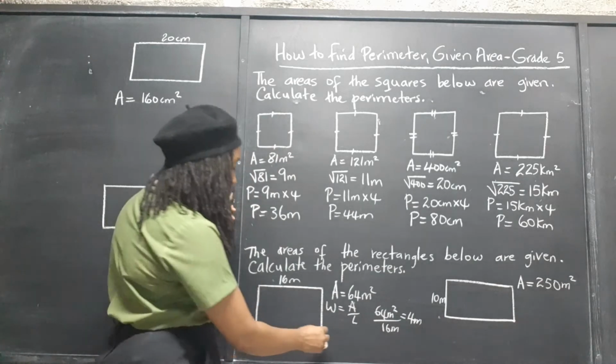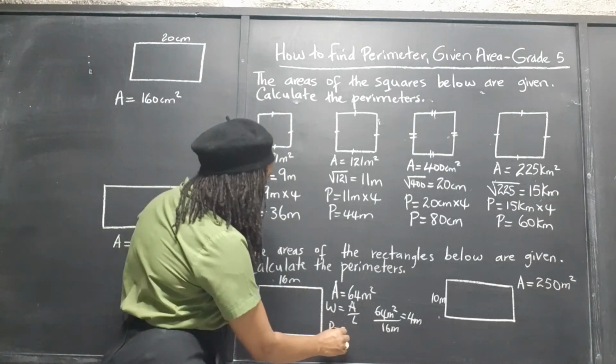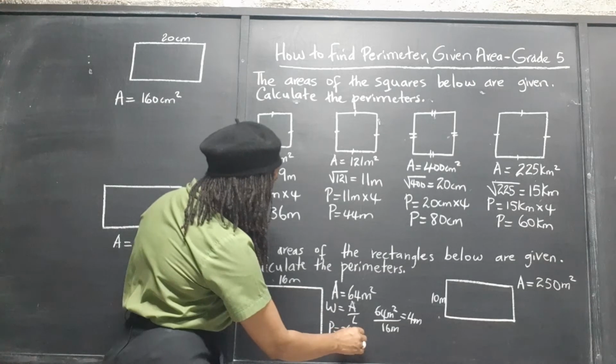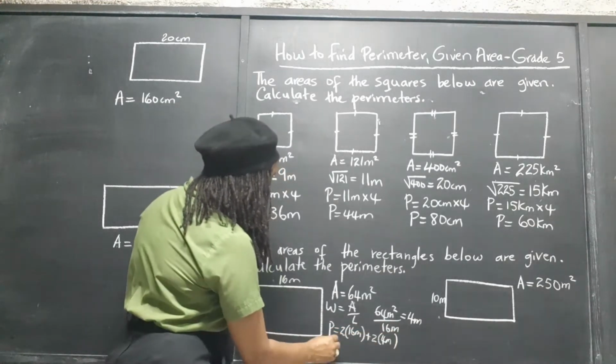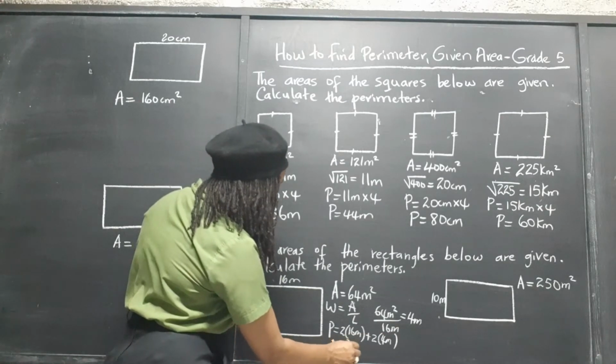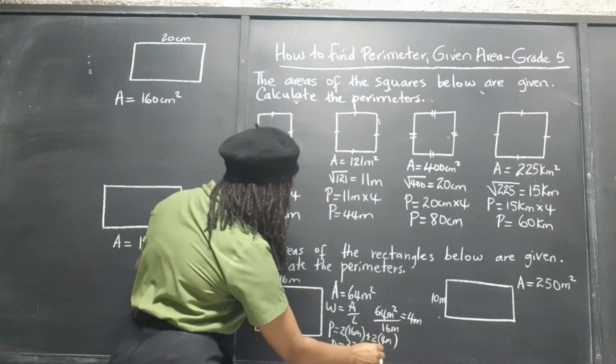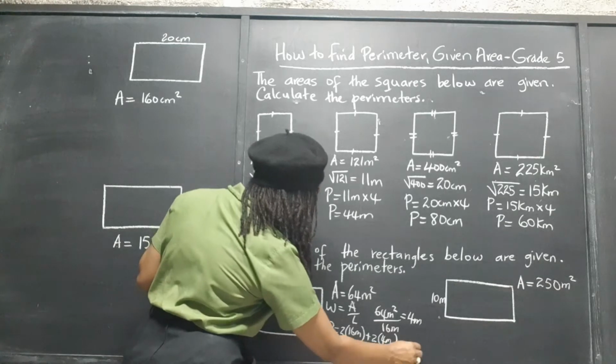Now we can find the perimeter. The perimeter is 2 times the length plus 2 times the width. So 2 times 16, that's 32, plus 2 times 4, which is 8. The perimeter is 40 meters.